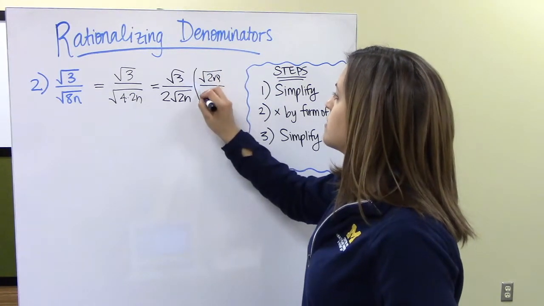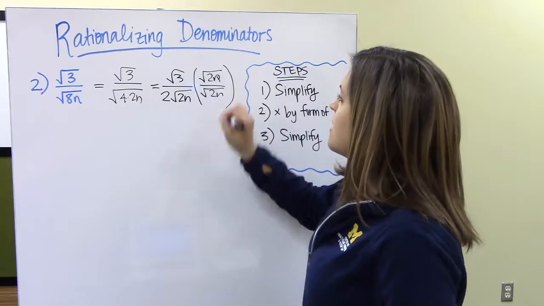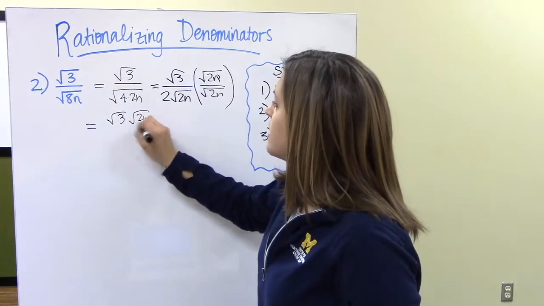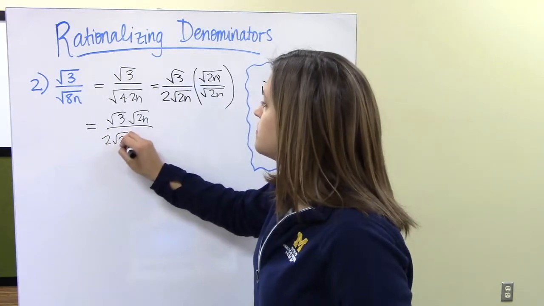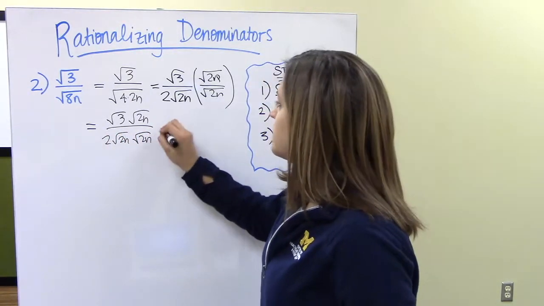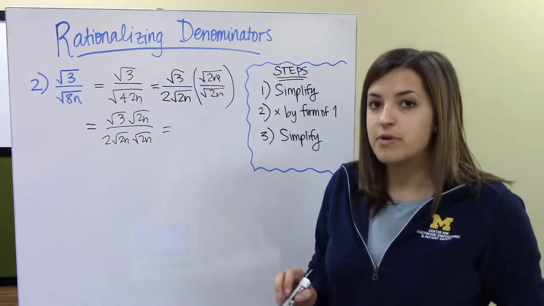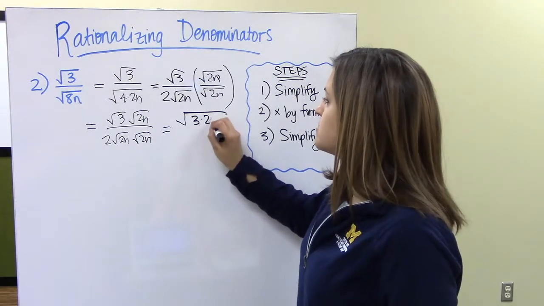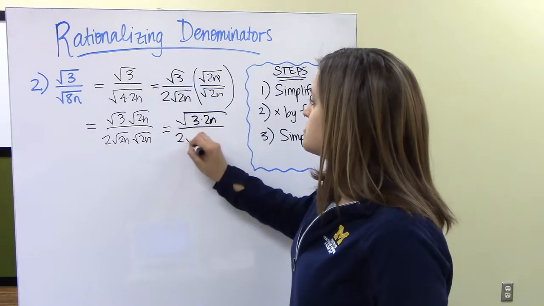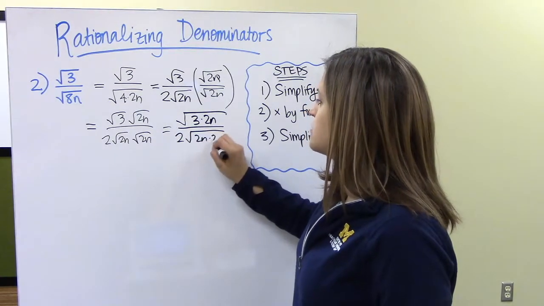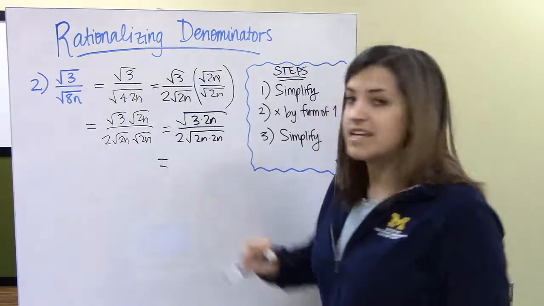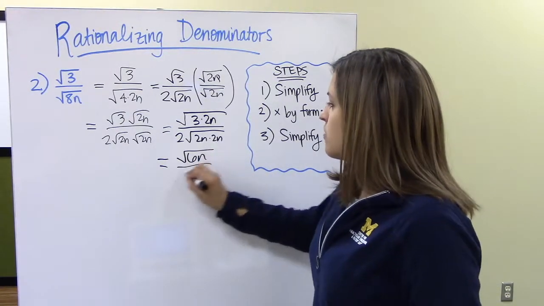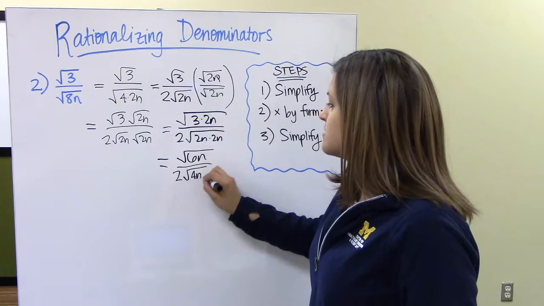So 2n over square root of 2n. And I'll see that I get square root of 3 times square root of 2n over 2 square root of 2n times square root of 2n. And I can rewrite these using my product property, so I'll combine them into one big square root on top, 3 times 2n over 2 square root 2n times 2n. And I can rewrite this again when I multiply things out, so I'll get square root of 6n over 2 square root of 4n squared.